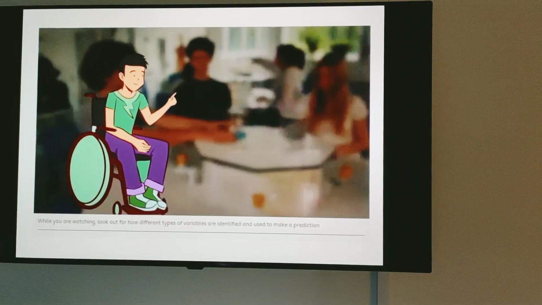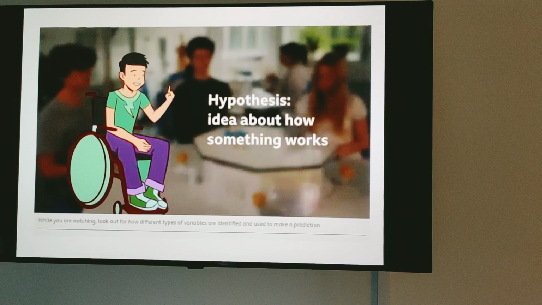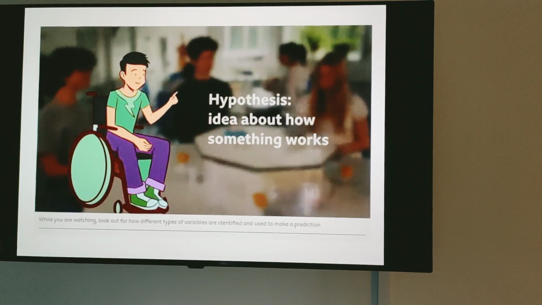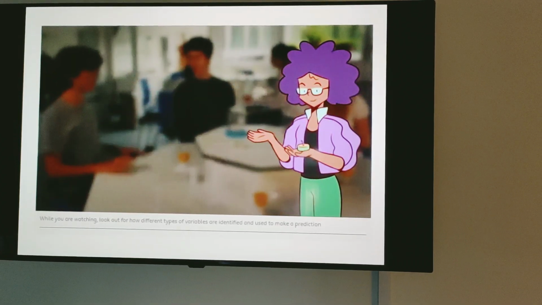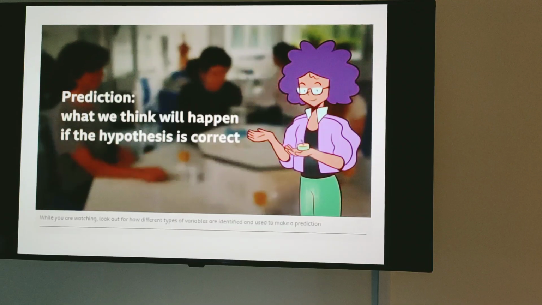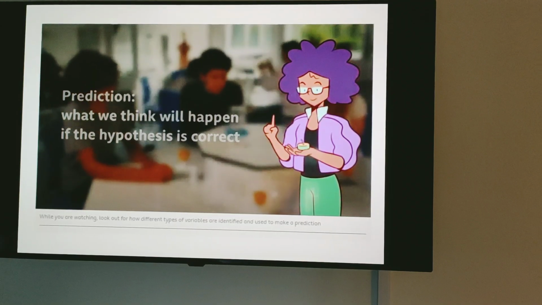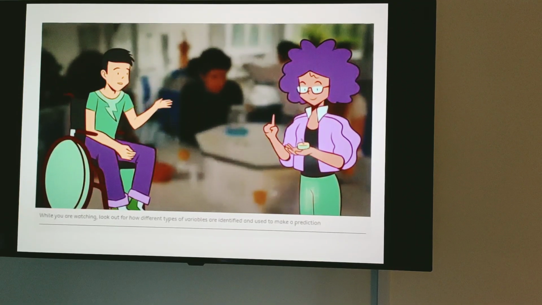A hypothesis is an idea about how something works that can be tested using experiments. A prediction is a statement of what we think will happen if the hypothesis is correct. So you use your hypothesis to make a prediction.